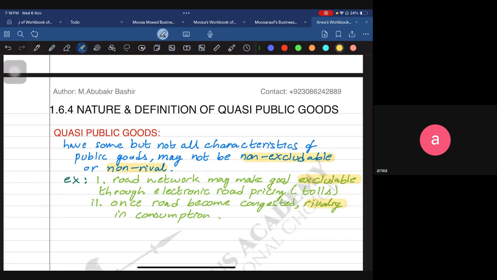Only those who are right at the front of the queue might be able to pass on. The middle ones might be, but you are in the last. You might not be. So your purpose of using that road to reach the office on time is not fulfilled, which means that road is not fit for you.